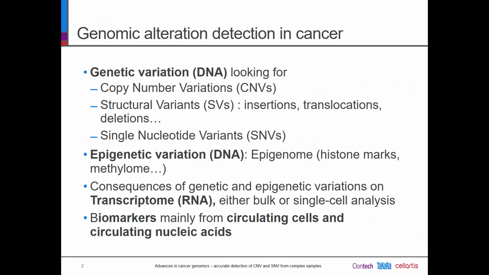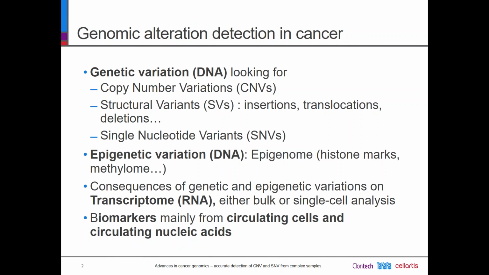Okay, so as you know, there are many different ways of looking at genomic alteration in cancer. Of course, the most common ones are looking at genetic variation on DNA, and this includes copy number variations, CNV, structural variants like insertions, translocations, and deletions, but also single nucleotide variants, point mutations called SNVs.